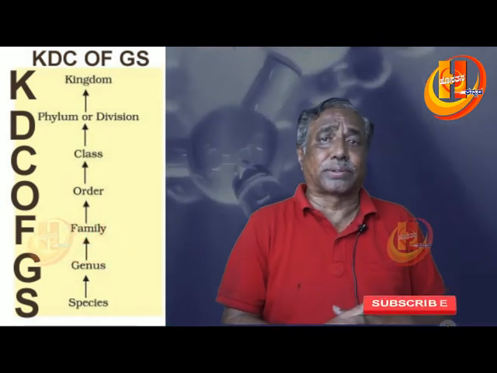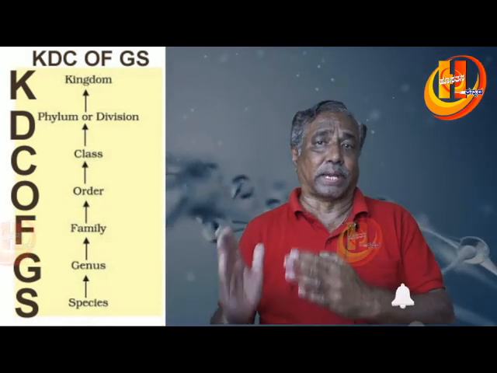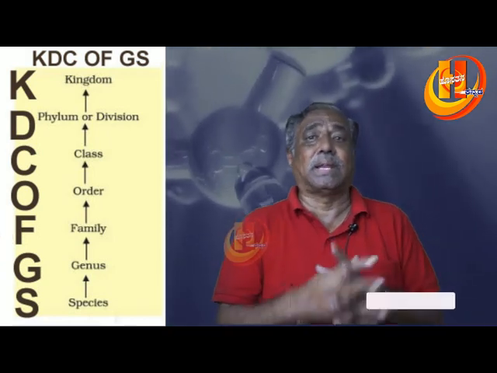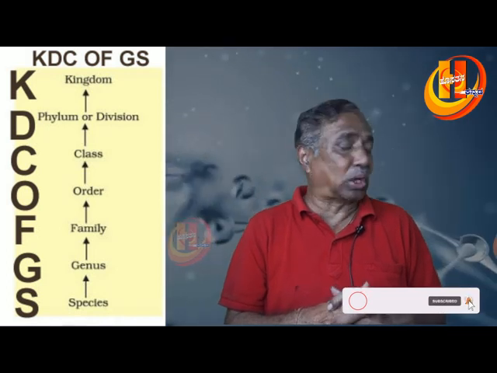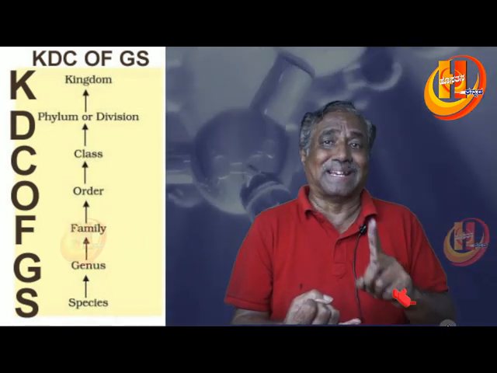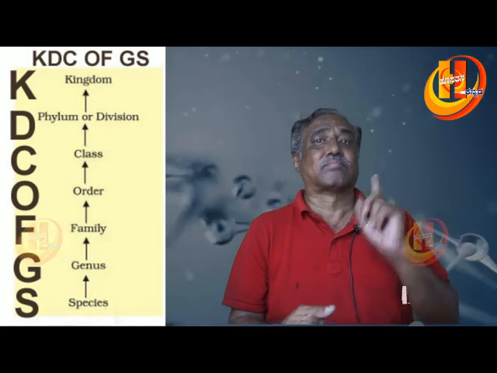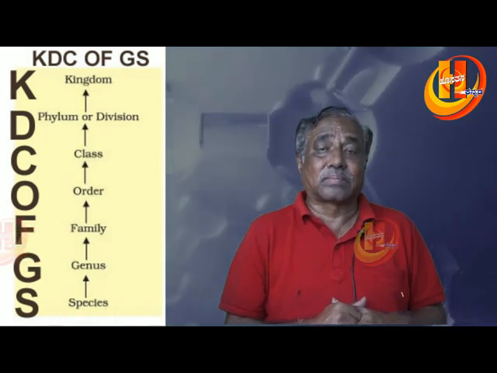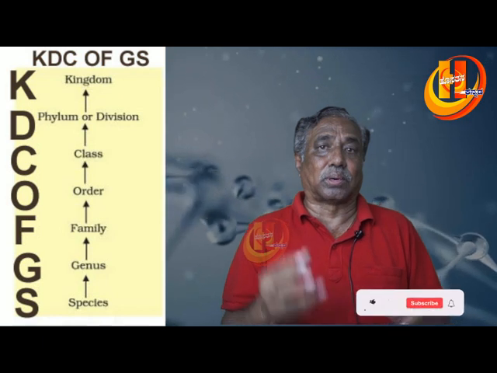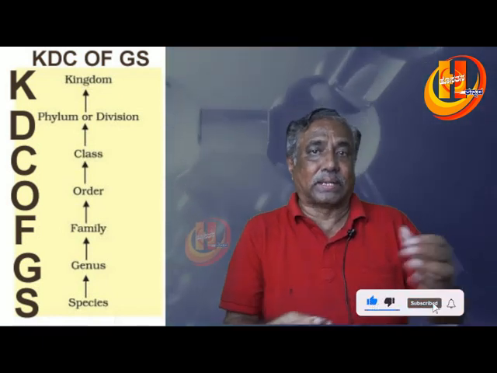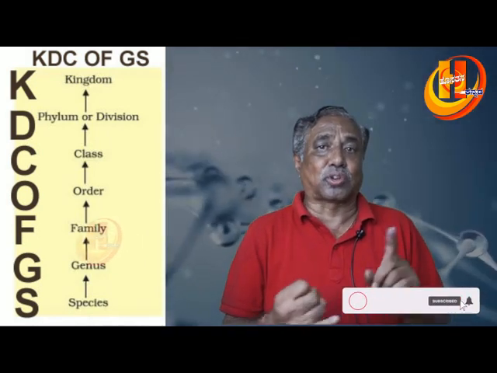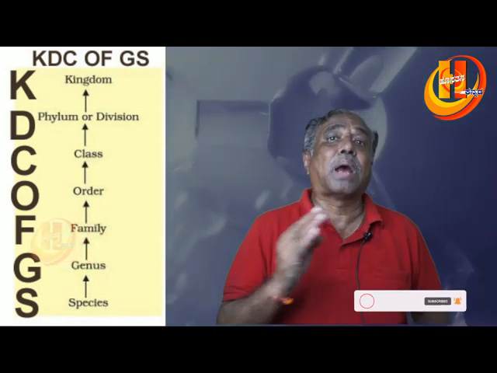Next to this, genus, species, order, family. Family means here both the cat and the tiger belong to family Felidae. Dog belongs to family Canidae. And then the order Carnivora includes dog, cat, tiger, etc. That is carnivorous organisms, that is the order Carnivora. Both Solanaceae and Convolvulaceae come under order Polymoniales.